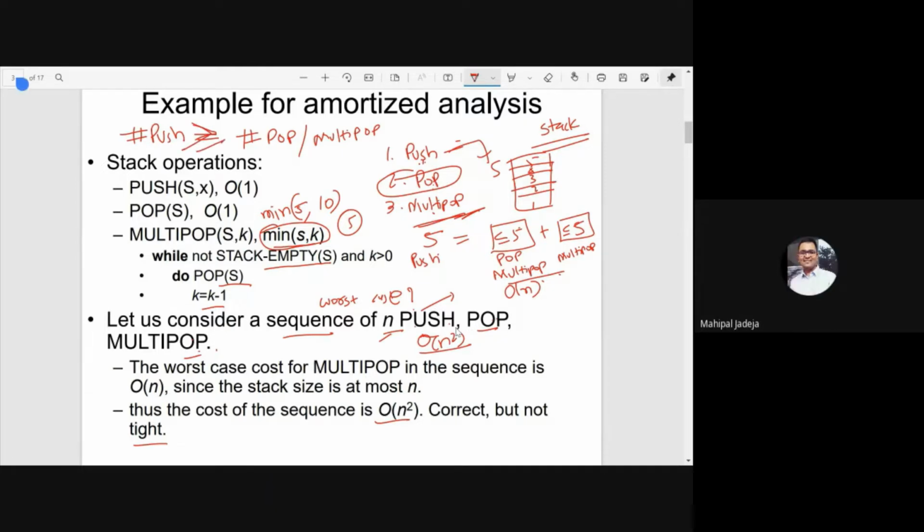So let's say I am pushing 10 elements. So you can remove at most 10 elements, and you are free to use either pop or multi-pop. So now, do you understand?